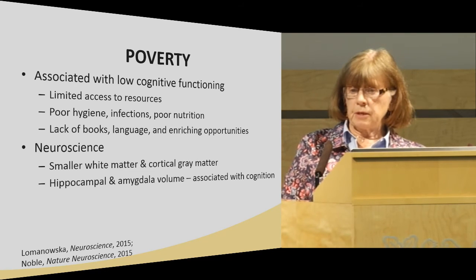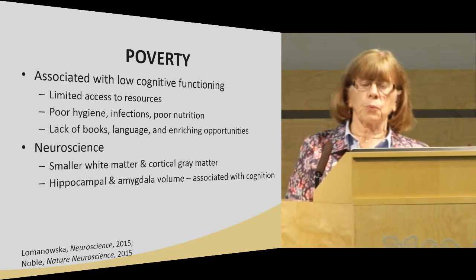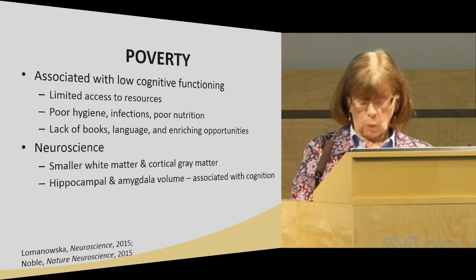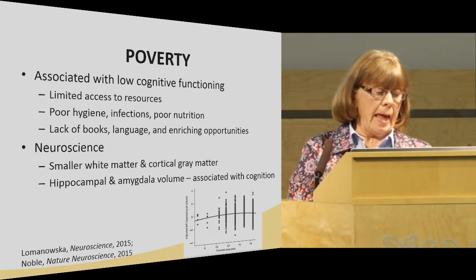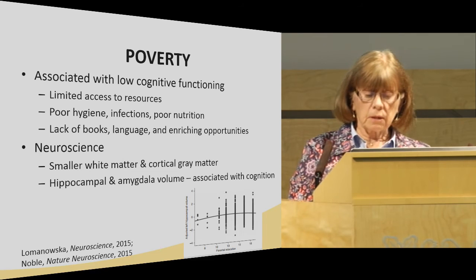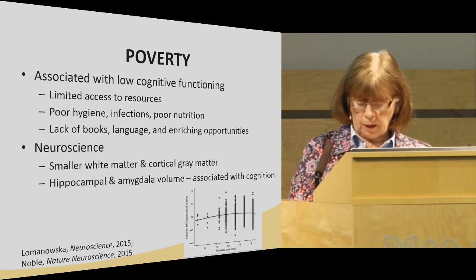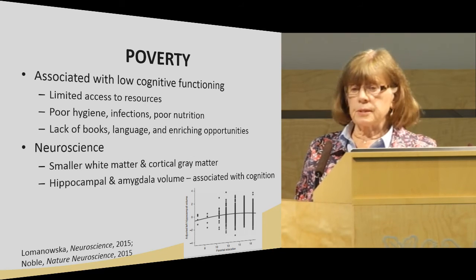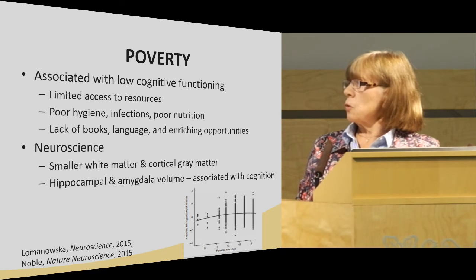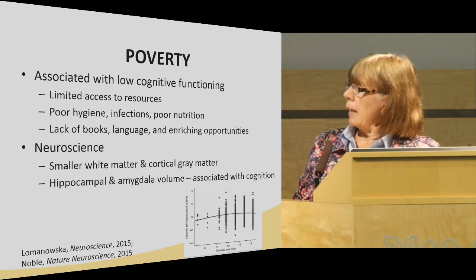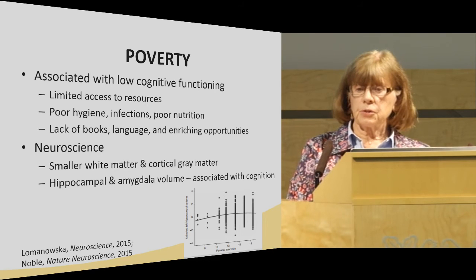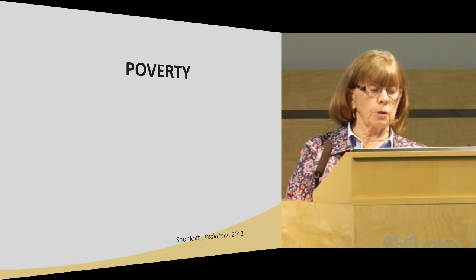But what we've also seen from our neuroscience colleagues, and has been presented here, is that poverty is associated with smaller white matter and cortical gray matter, and hippocampal and amygdala volume associated with early cognition. These are data, I think, that were shown earlier from a recent study that Kim Noble did. So certainly quite concerning at the lower end. This is parental education, and this is left hippocampal volume. So the poverty association is really quite concerning.